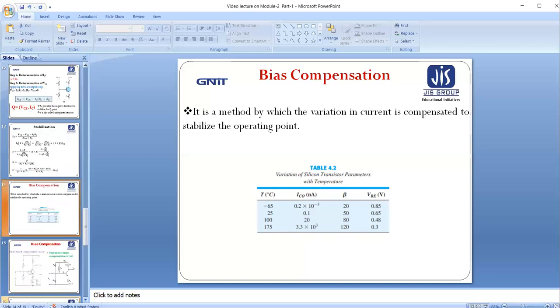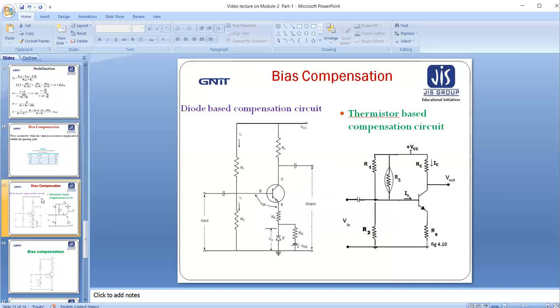So what do we have to do? First, let us look into the two types of circuit. One is the diode based compensation circuit, another one is the thermistor based compensation circuit. In the first circuit, we have seen that at the emitter there is a diode connected. The diode is initially forward biased by this VDD volt.